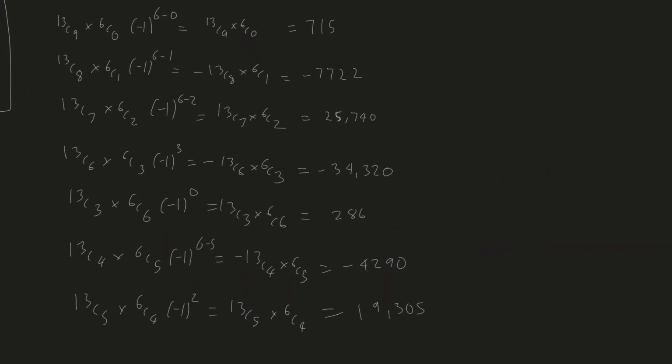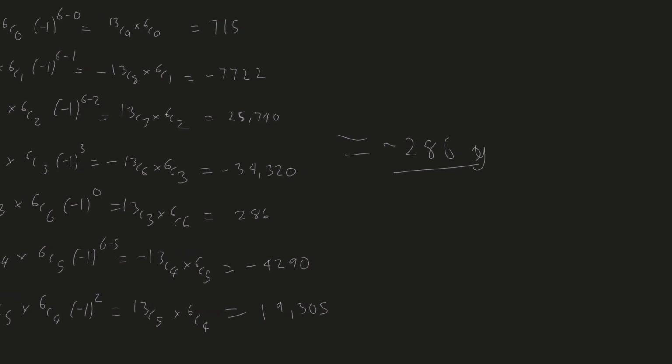You're just going to put all of these terms into your calculator, add and subtract them all together, and then you should get your final coefficient. So I'm going to go ahead and add 19,305 minus 4,290 plus 286 minus 34,320 plus 25,740 minus 7,722 plus 715, which is going to give us a total of minus 286. So that minus 286 is our coefficient of y to the power of minus 1.